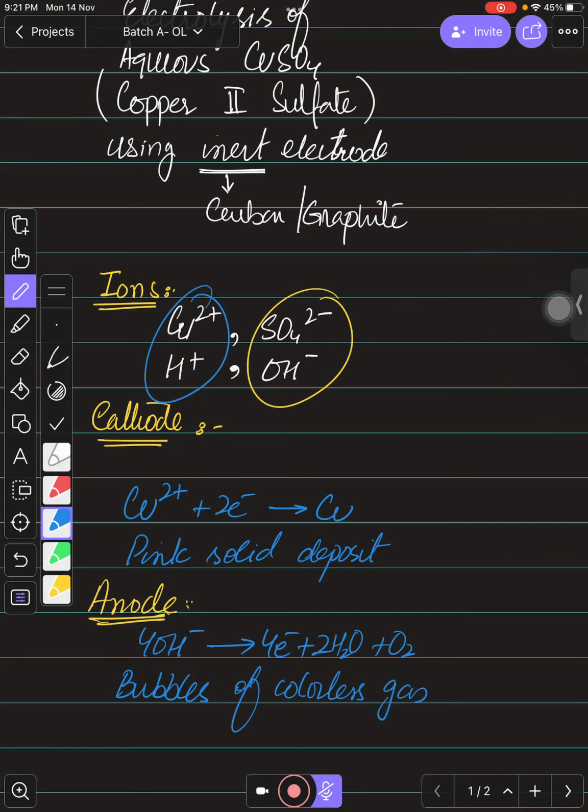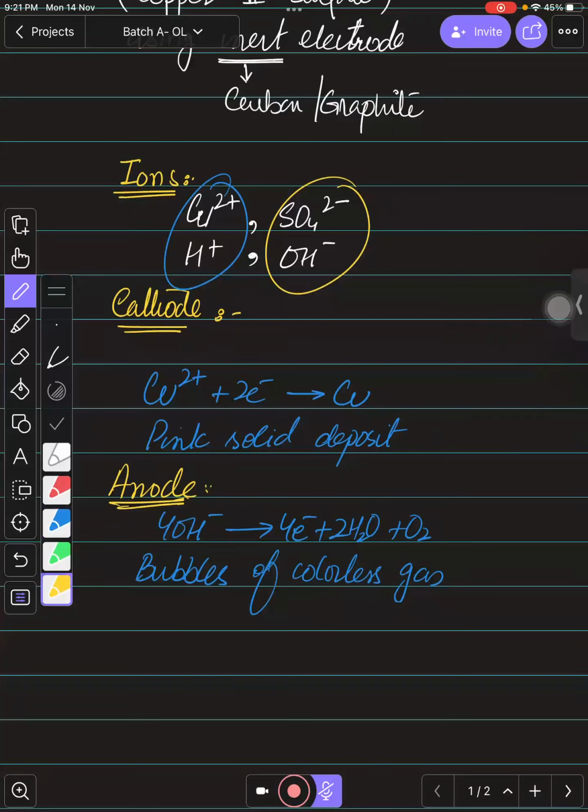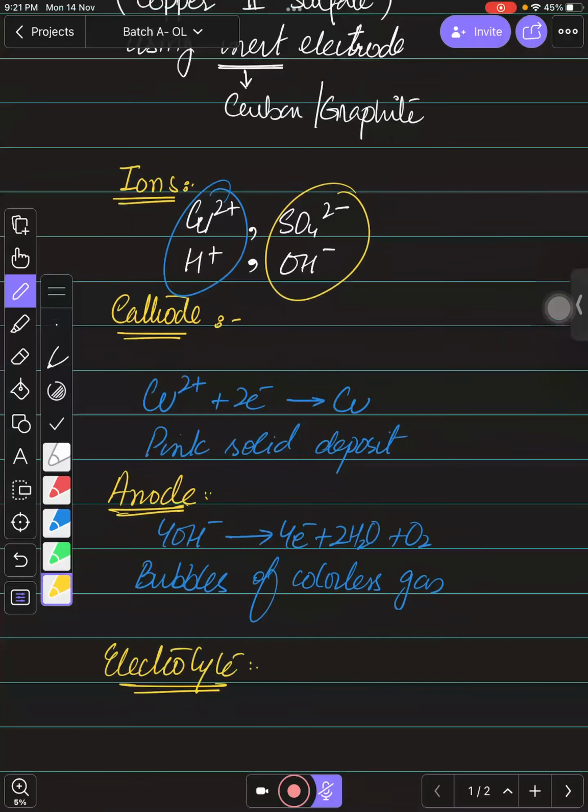And what about the remaining solution, or electrolyte? If you talk about the electrolyte, you need to know that copper(II) sulfate is blue in color, right?